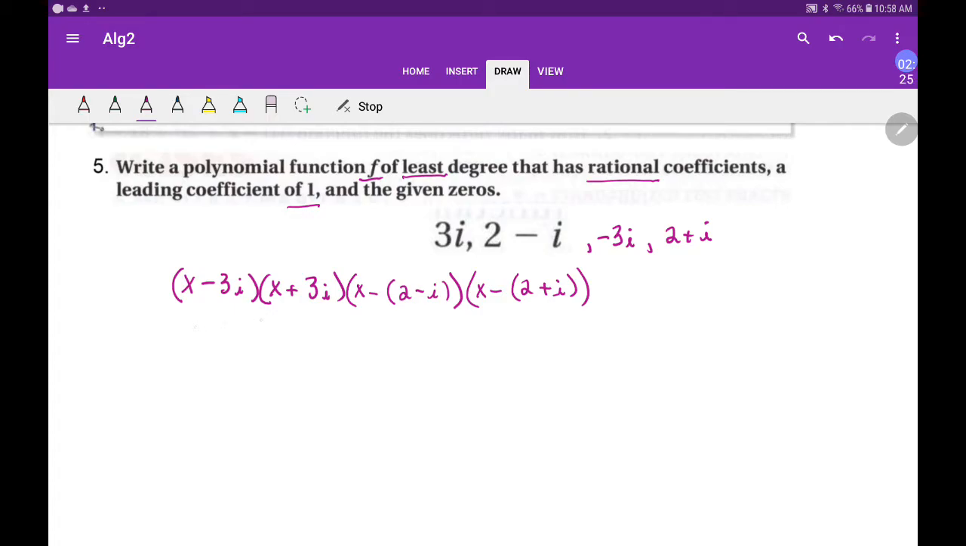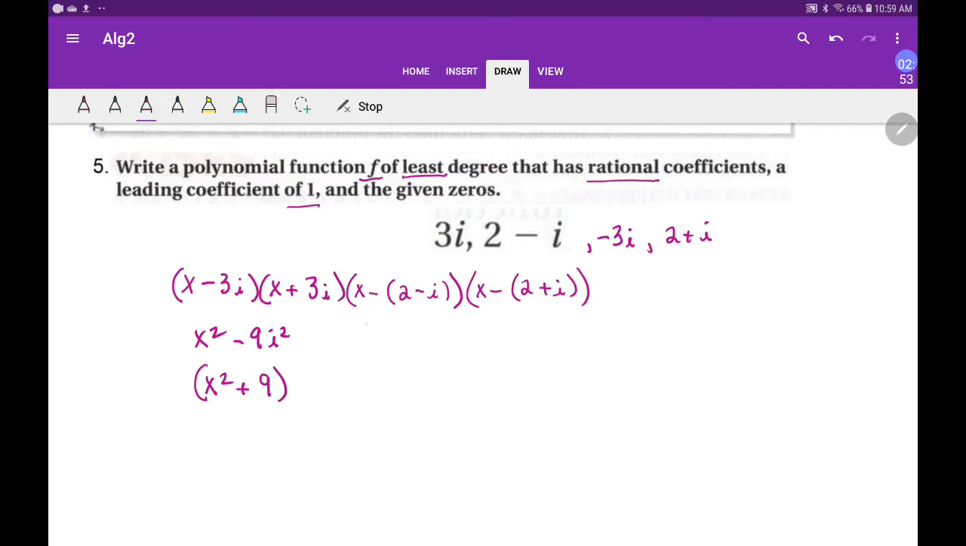Okay, I'll take care of this first one, and you know these are conjugates, so I won't get a middle term. I'll just focus on x times x is x squared, and negative 3 times positive 3 is negative 9, and I get i squared because there's 2 of them. Well, okay, you know that the i squared is a negative 1, so I can just say x squared plus 9 and get rid of the i.